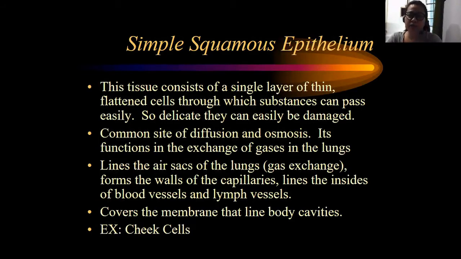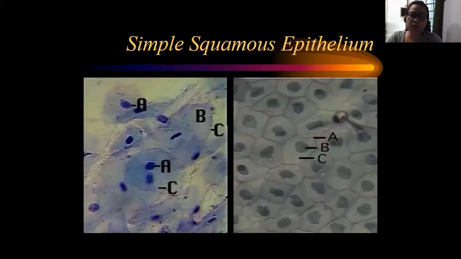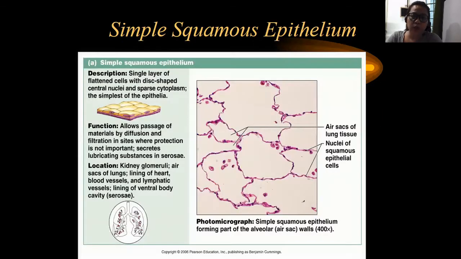It lines the air sacs of the lungs, where these tissues take part in gas exchange during inhalation and exhalation. It forms the walls of the capillaries and lines the inside of blood vessels and lymph vessels. It covers the membranes that line body cavities, for example the cheek cells, and even the major organs have this form of tissue. Simple squamous epithelium is a single layer of flattened, disc-shaped cells, named according to their actual description.